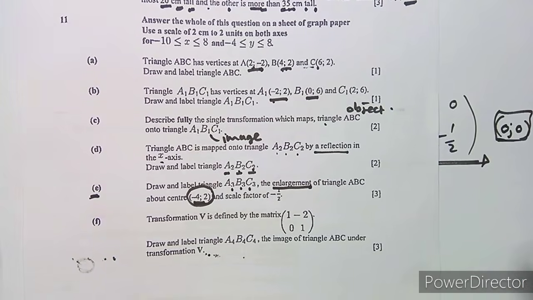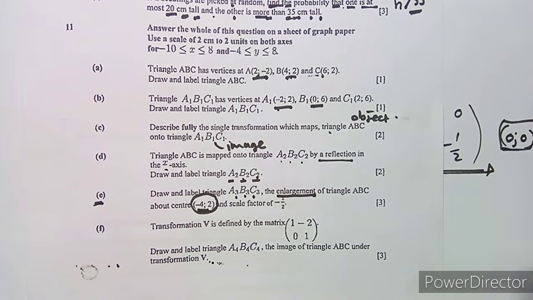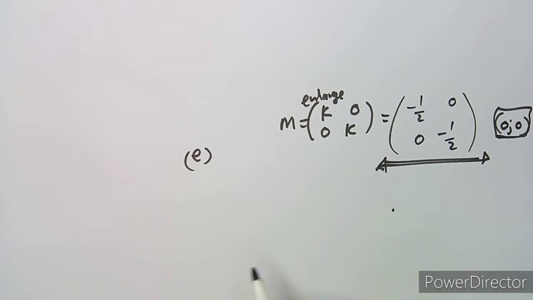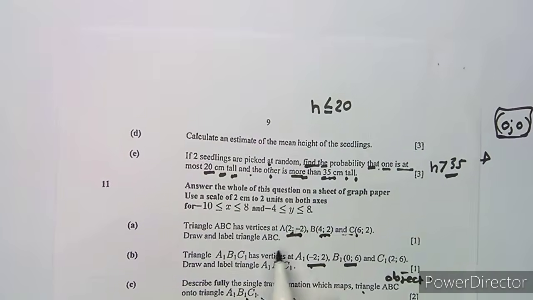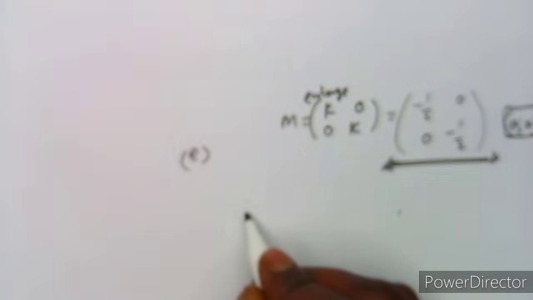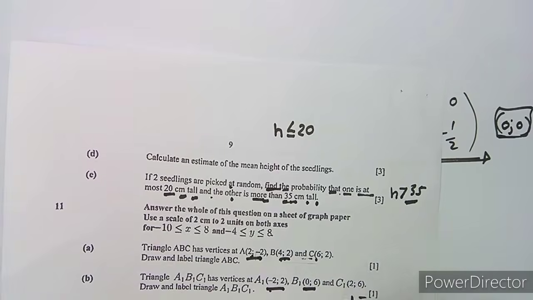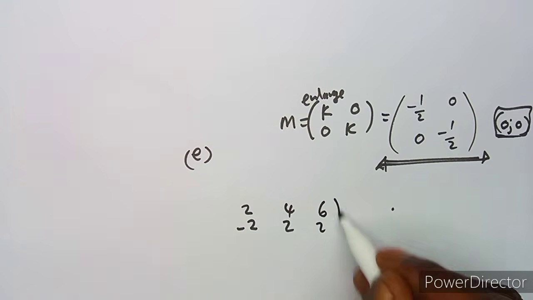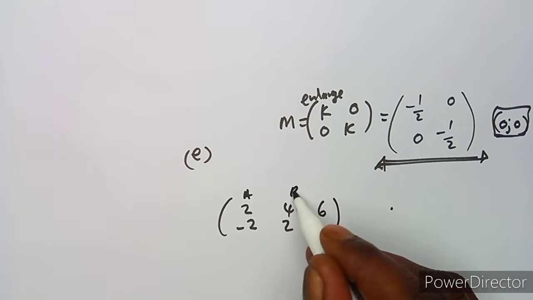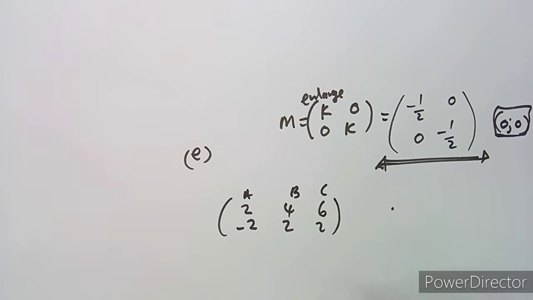Okay, so you have to subtract the center first from the coordinates of the object. And what is our object? Our object is ABC, because you are mapping this ABC, which is (2, -2), (4, 2)... You just write this as a matrix, 6, 2, as a matrix in that order. That's your A, your B, and your C.